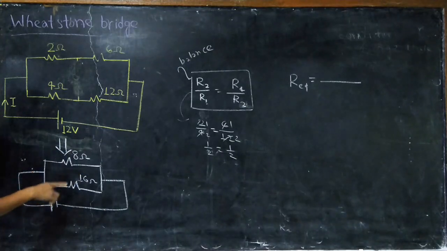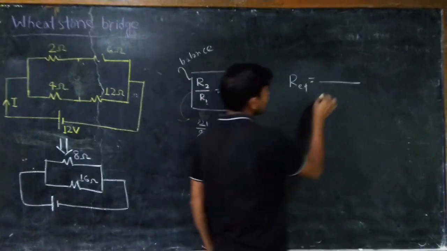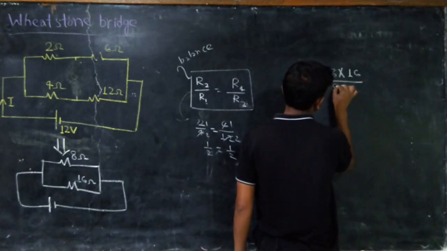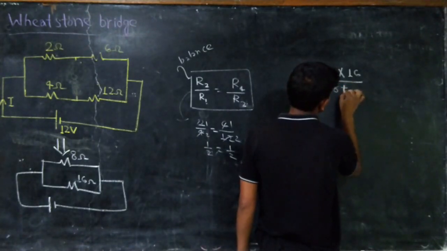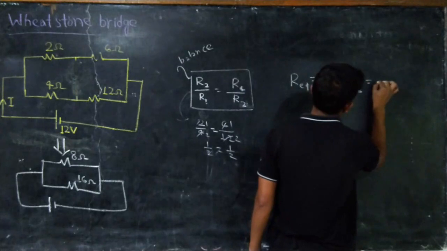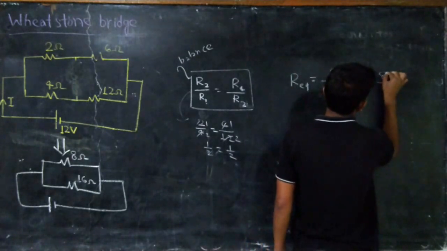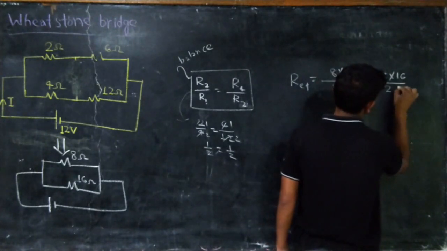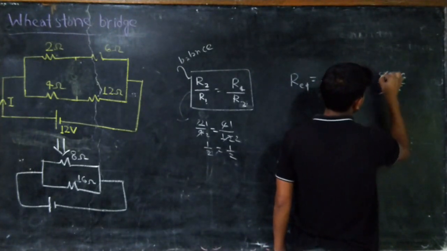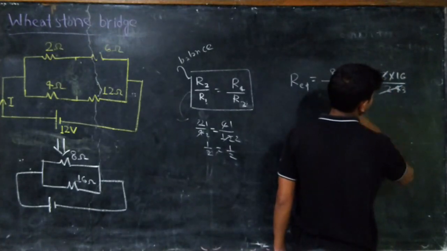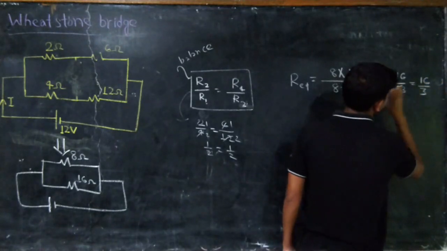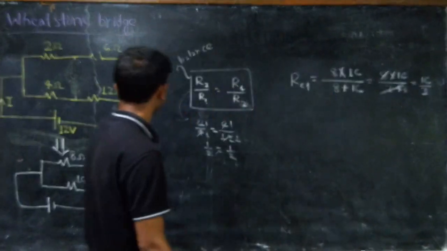So now you are able to see that two resistors are connected in parallel, right? So R equivalent will be 8 into 16 divided by 8 plus 16. Yes or no? So this is how much? 8 into 16, and this one is 24. We can cancel it. So this is coming 3, right? So 16 by 3 is your R equivalent. So R equivalent we have calculated.